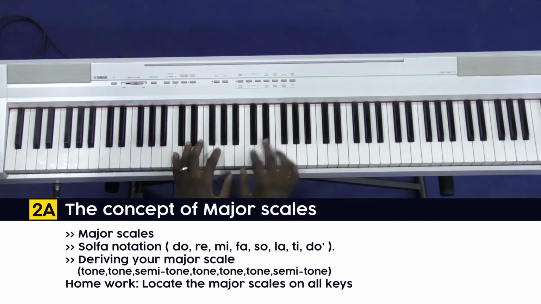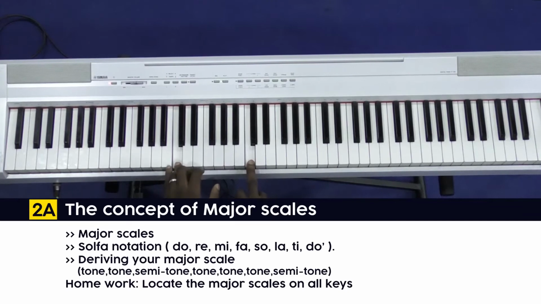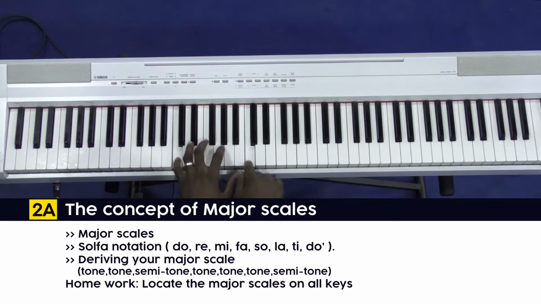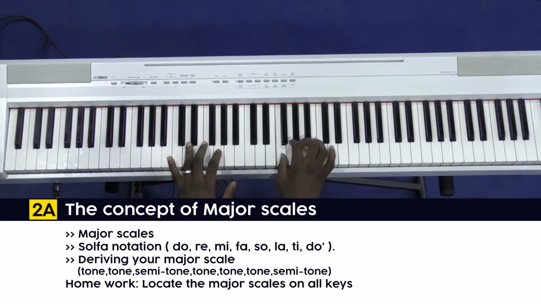Now, we're on the key of C. Remember, C is the white note before the two sets of black keys. So this is C. The major scale of C is C, D, E, F, G, A, B, or do, re, mi, fa, sol, la, ti, do. Now, what's the rule?